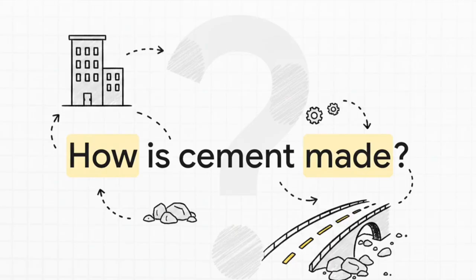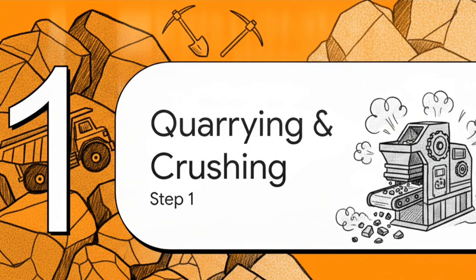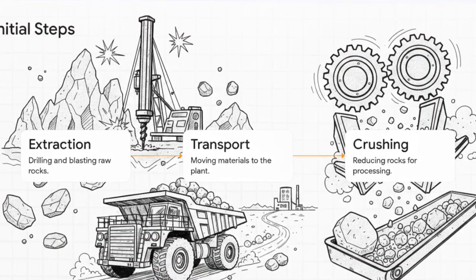All right, Section 1, Quarrying and Initial Crushing. Let's get into it. First things first, we actually have to get the raw materials out of the ground. Step 1 is extraction, and let me tell you, this requires some serious power. We're talking heavy-duty drilling and blasting to extract specific minerals: limestone, clay, silica, and iron ore.